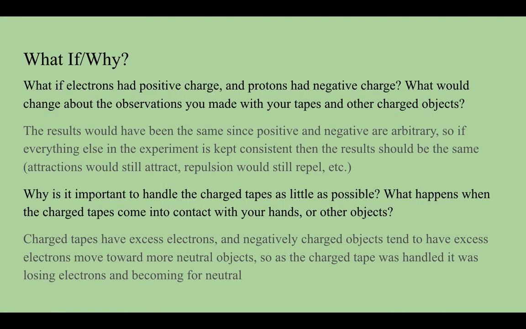Now some conceptual questions. If electrons had a positive charge and protons had a negative charge, that would not change the observations, because positive and negative are arbitrary. If everything else in the experiment was kept consistent, the results would be the same, and the interactions that attracted would still attract and the repulsions would still repel.